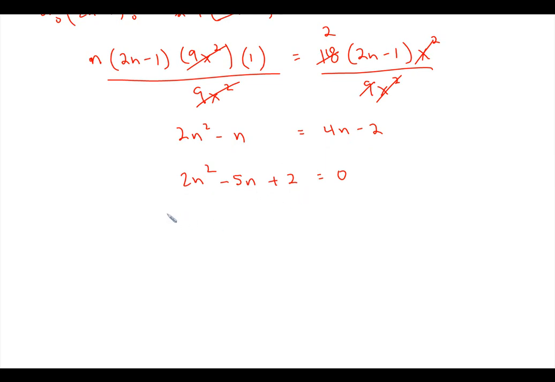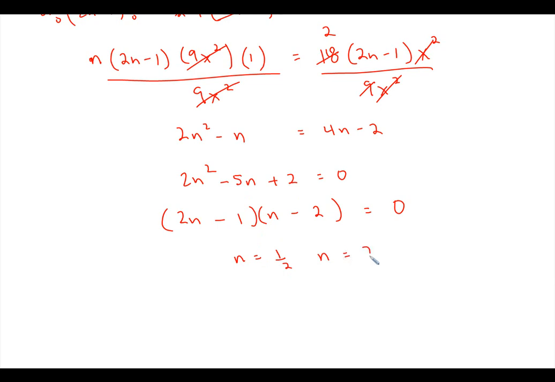So we end up with 2n and n, with a 2 and a 1. So -4, -1 is -5. That gives us +2, so we factored correctly. So it looks like n will equal 1 over 2.